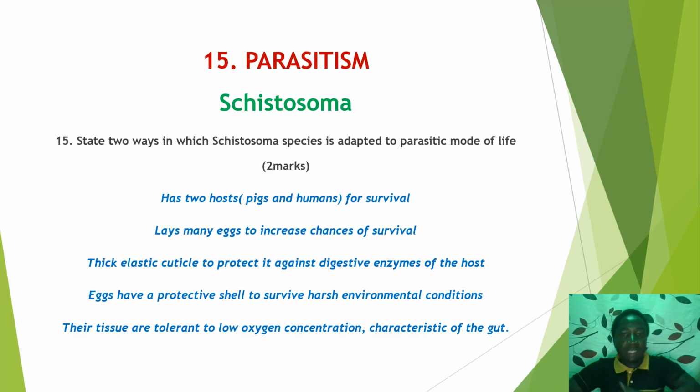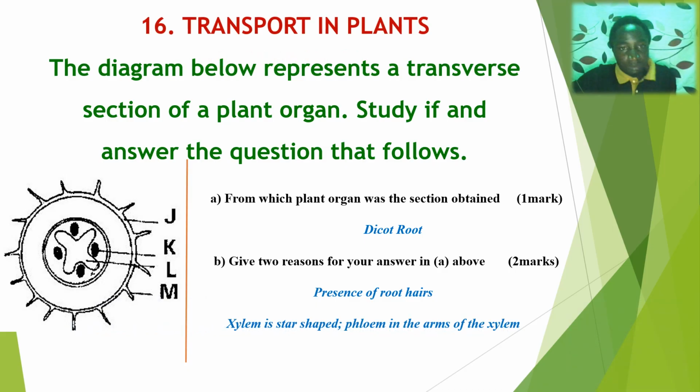Okay, next question. 16. Transport in plants. The diagram below represents a transverse section of a plant organ. Study it and answer the question that follow. From which plant organ was the section obtained? Look at the structure. Something like hairs, which are probably the root hairs. Look at the vascular bundle, how it is arranged.